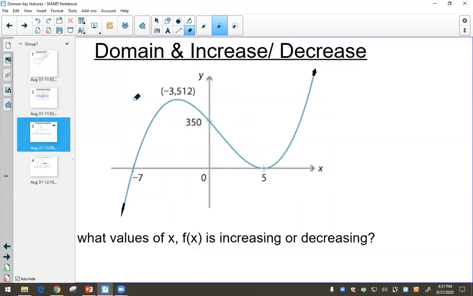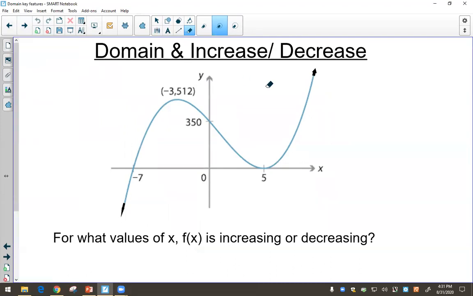So once again, remember, these are the key features that are related to the domain, which is a set of x values. So my focus should be on the x-axis. Okay. So here we're looking at increasing and decreasing. Okay. So what we're going to do, increasing means the graph is going up. So I'm going to highlight the section of the graph that is going up.